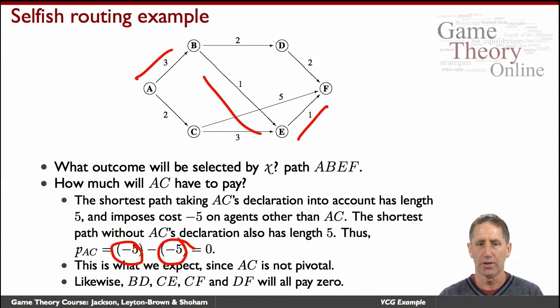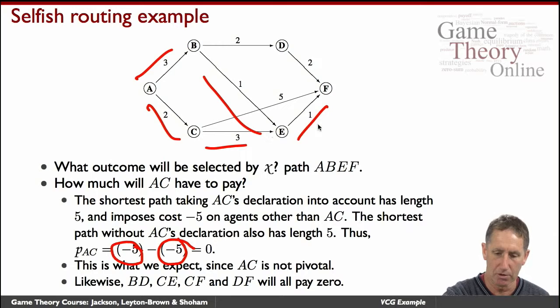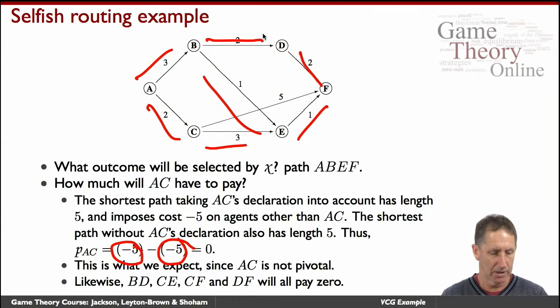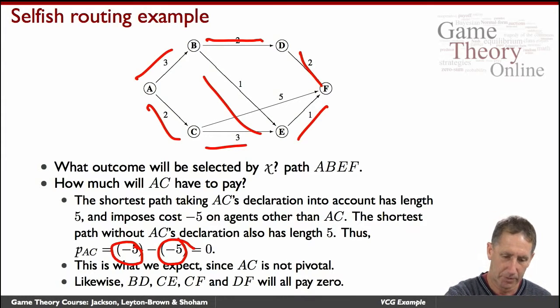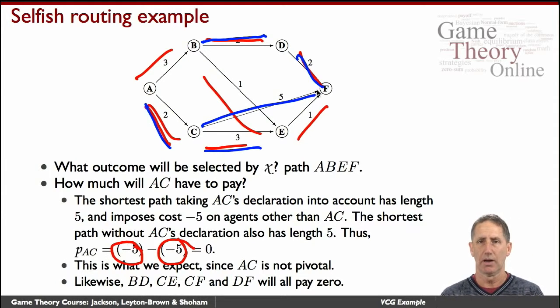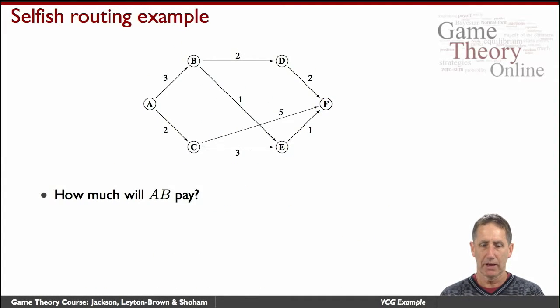And this is true for all the other edges that don't participate in the shortest path. All these edges, let's draw them in blue. These edges not participating in the shortest path will neither pay nor receive anything according to VCG. So that's the easy part. What about edges that do participate in the shortest path?